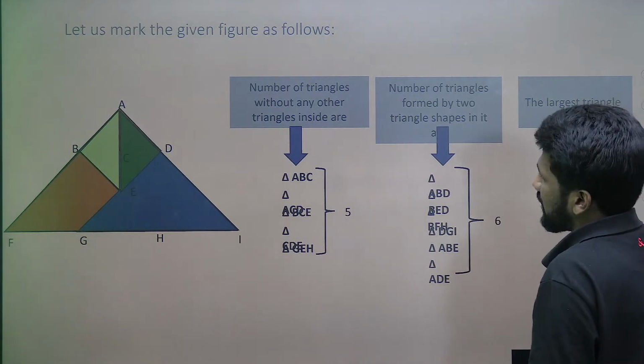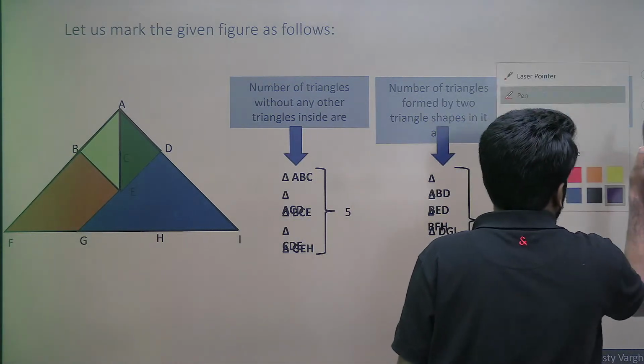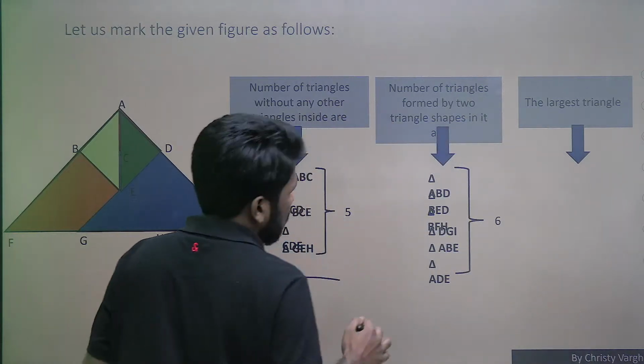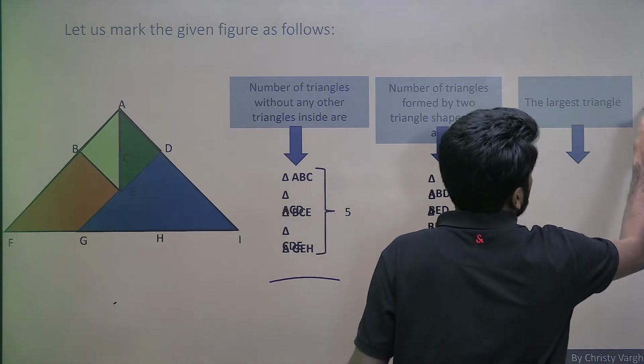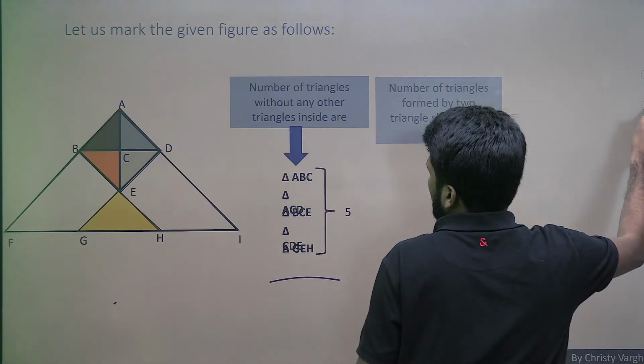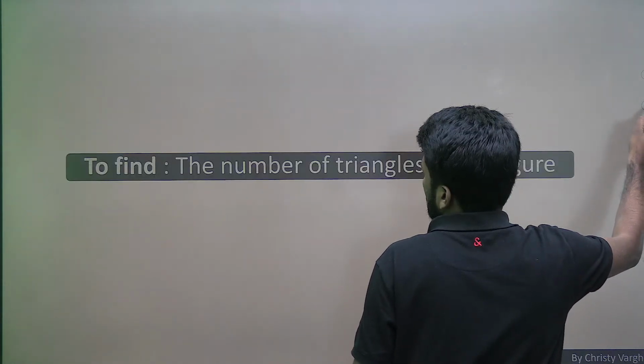Finally, the largest triangle, AFI. AFI also don't miss. I will repeat once more with the figure itself. Look at this. First, the basic triangles which is not having any intersection with any other triangle. There are 5 such triangles.